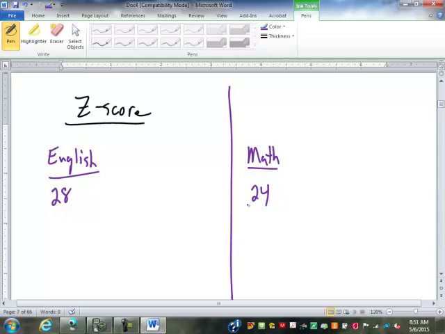Maybe the math portion is harder. Or how do you know? I mean, they weren't the same test. If you took the English test twice and scored a 28 and a 24, well, then you could say I did better on this one because I took the same test and I had a higher score. But when we have two things like this that are completely different, how do we compare them? Well, we compare it to things within its own population, within its own group.